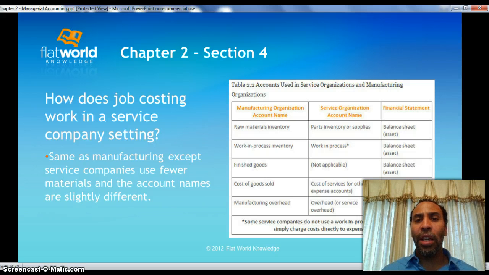That's all. So let's look at table 2.2. Manufacturing organization account name, raw materials; service organization account name, parts, inventory, or supplies. Like say if you were somewhere doing an oil change for your car. Work in process inventory, work in process, same thing for service. Finished goods inventory, you don't have finished goods in a service organization. Cost of goods sold in manufacturing, cost of services or an expense account would be how it would be labeled in a service organization. And manufacturing overhead for a manufacturing organization, and overhead for a service organization.